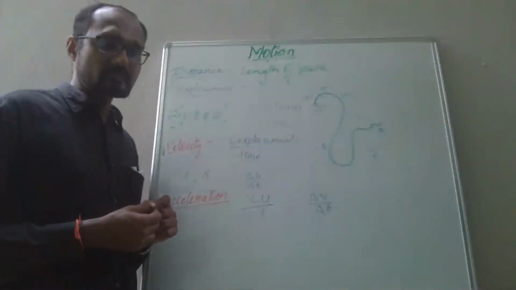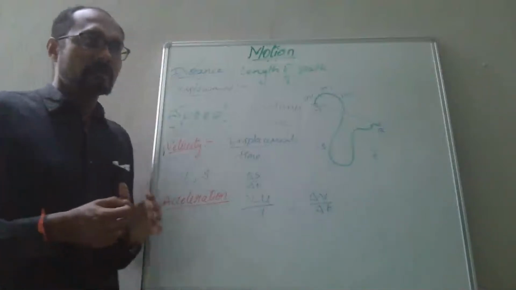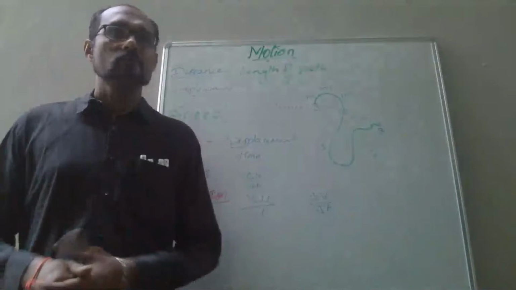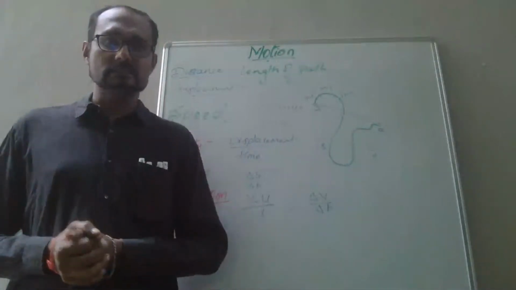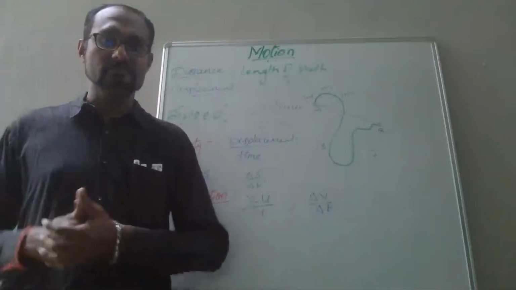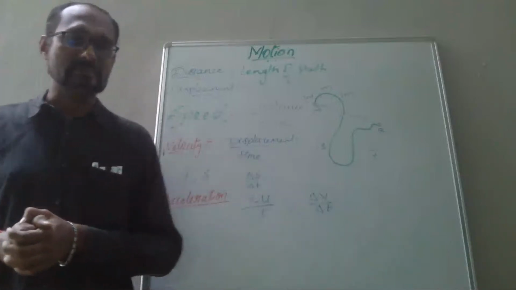Now when we speak about velocity, let me also tell you, we travel on different vehicles: two-wheelers, three-wheelers, four-wheelers, 10-wheelers, a bus, a multi-axle bus.